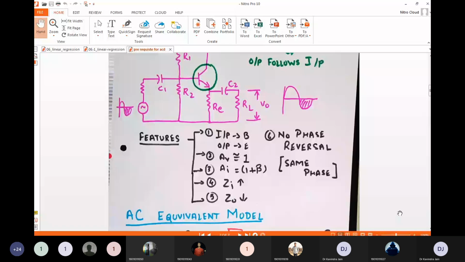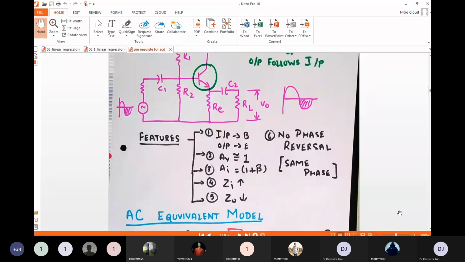The current gain is equal to 1 plus beta. What is beta? That we already know because we have already read this topic. Zi, the input impedance, is increasing and output impedance is quite low. The most important part is there is no phase reversal. That is, input and output both are in the same phase, which was not the case in a CE amplifier. So this is the basic difference between CC and CE amplifiers.